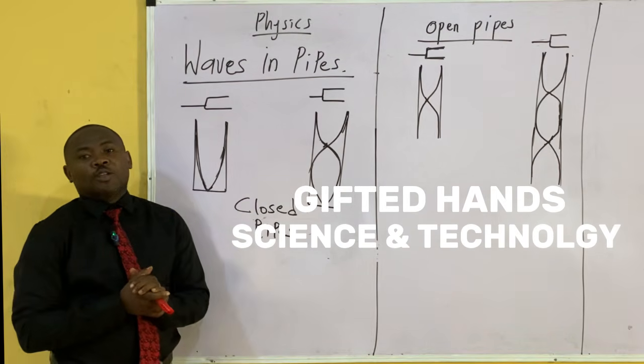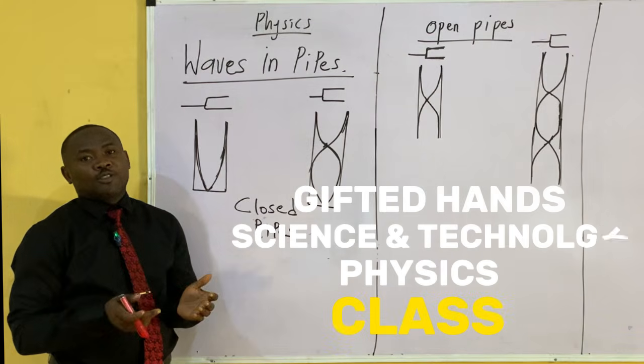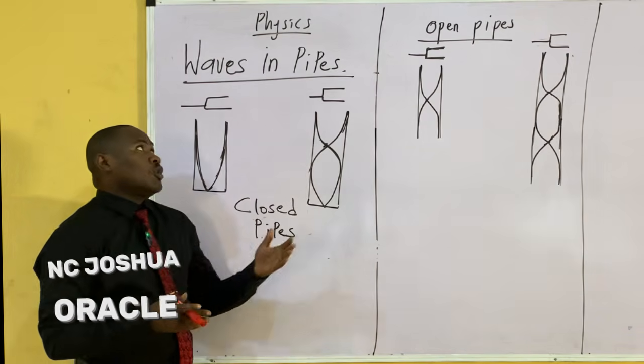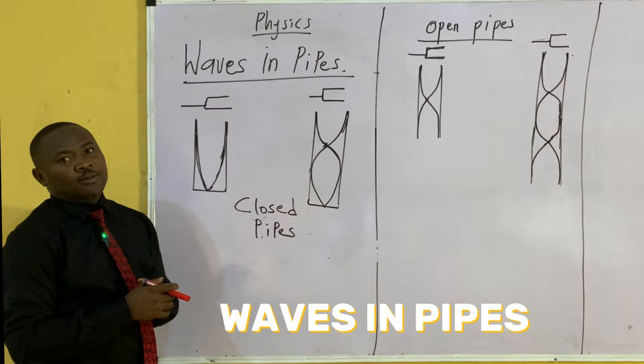Science and Technology Physics class. My name is NC Joshua, popularly known as Oracle. Now we'll be looking at waves in pipes.